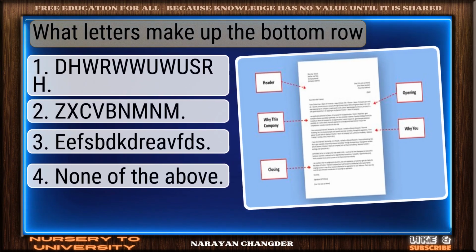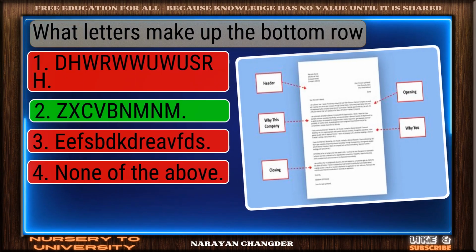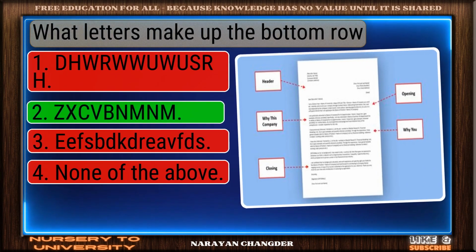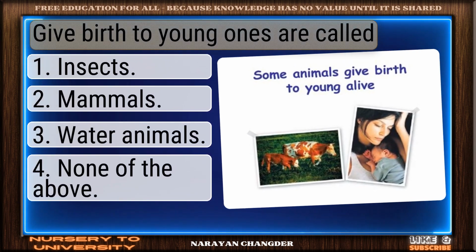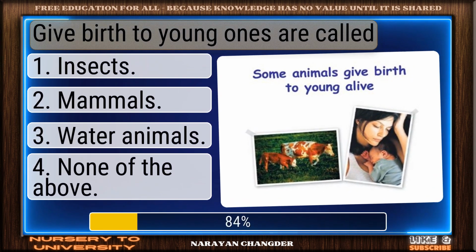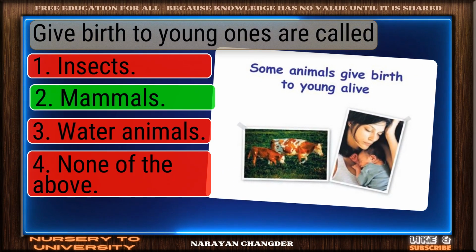What letters make up the bottom row? Correct response. Zixivibinum is the most accurate answer. Give birth to young ones are called. Excellent choice. Mammals is the right answer.